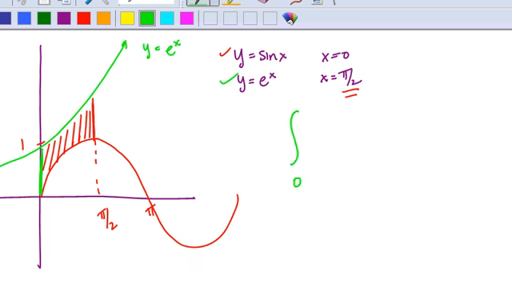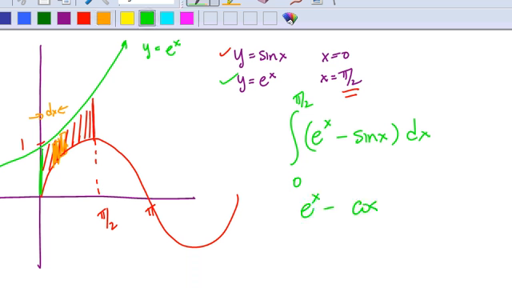We're going from 0 to pi over 2, and the function on top is e to the x, and then we subtract the lower function, which is sine x, and we're integrating dx. In other words, we're adding up all the areas, making these little rectangles, if you can imagine, and they have a width of dx. I'm just going to remind you of that because of the next examples that we're going to talk about.